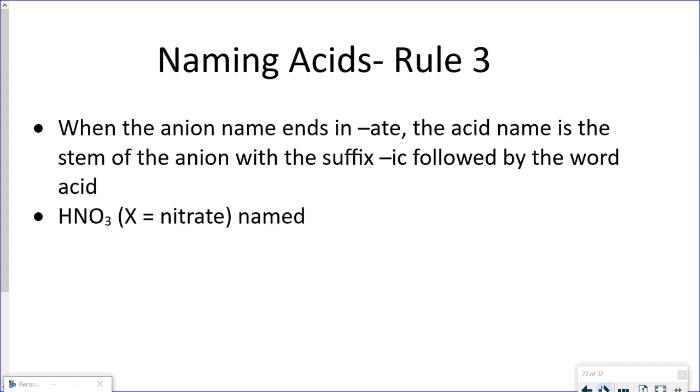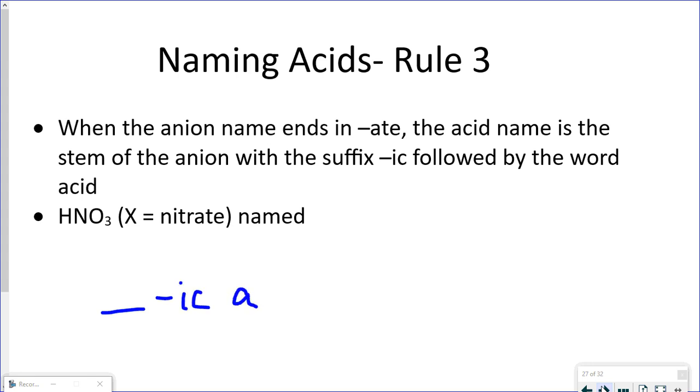And then our third rule is whenever those anions end in ATE. So these are the rest of our polyatomics. These yet again do not have a prefix, but it has the stem of the anion with the ending of IC followed by the word acid. So the main part, ic acid.